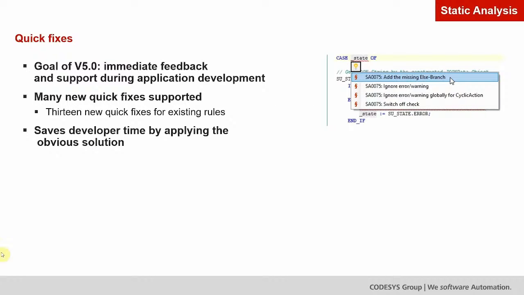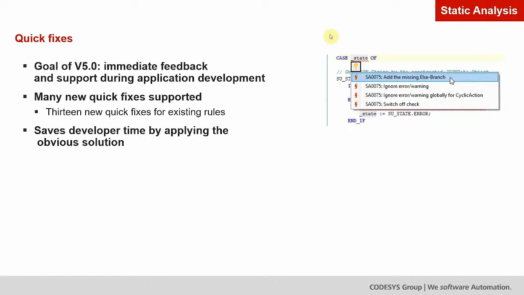Another quick feature I want to show in this context is that we now have implemented a lot more quick fixes for static analysis rules. So as you can see in the screenshot, this basically means that if for a certain code position the static analysis reports a rule violation, you have the possibility to then execute some automated refactoring of your code to fix this rule violation.